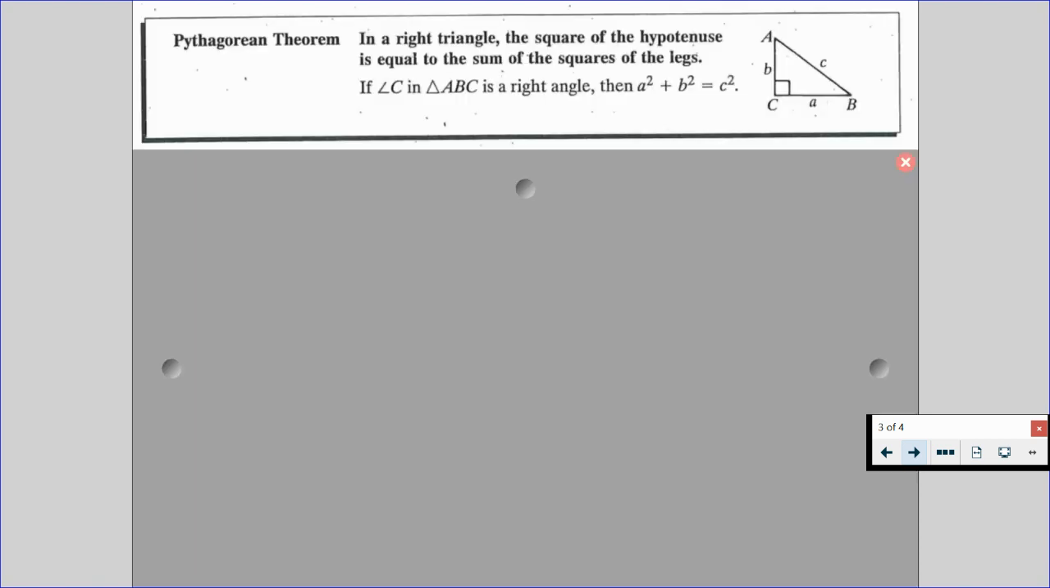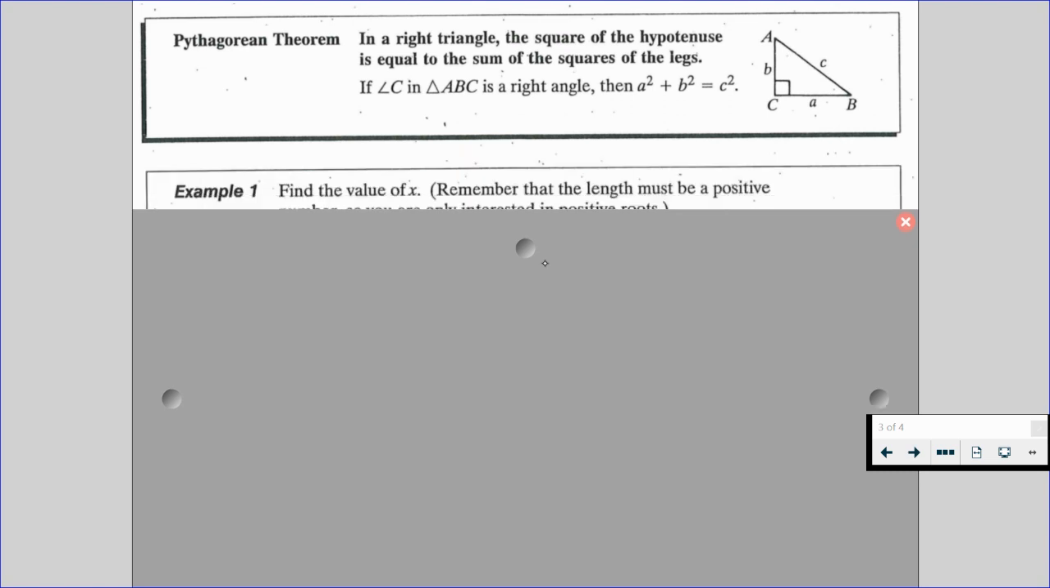Let's begin. So the Pythagorean Theorem is something that you may have heard of before, but we're really going to be working with it a lot this chapter because this chapter is all about right triangles, and we are able to use the Pythagorean Theorem specifically for right triangles for now. The Pythagorean theorem says, in a right triangle, the square of the hypotenuse is equal to the sum of the squares of the legs. So if angle C in triangle ABC is a right angle, then A squared plus B squared is equal to C squared. And we can use this in an example.